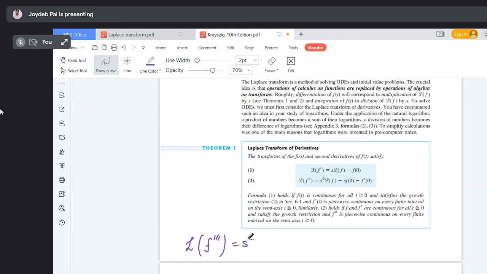S cube L of f. Okay. Next term will be s square f 0. Next term s f dash 0. Next term f double dash 0. Do you get it?